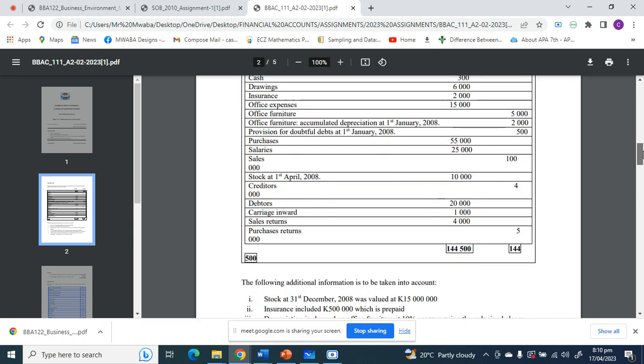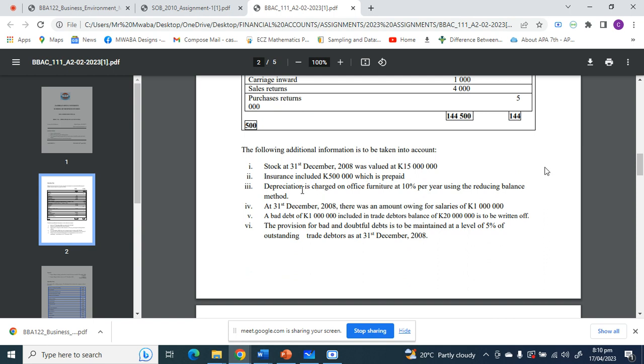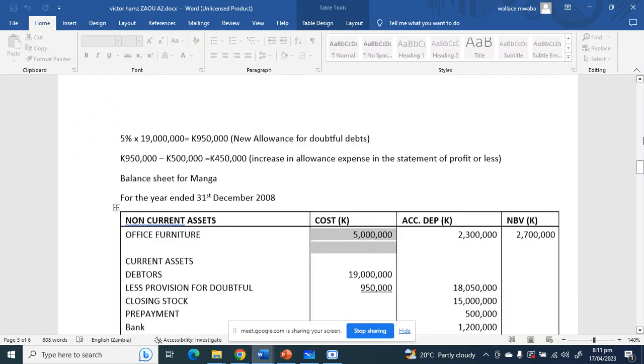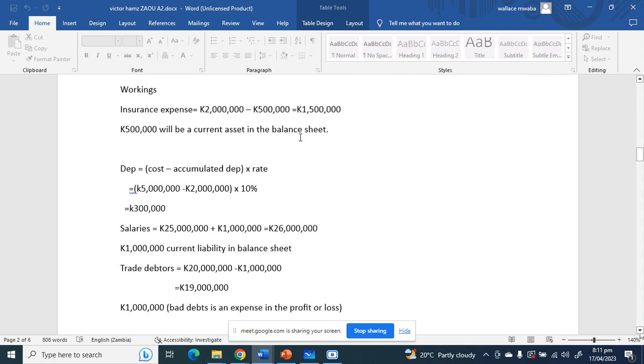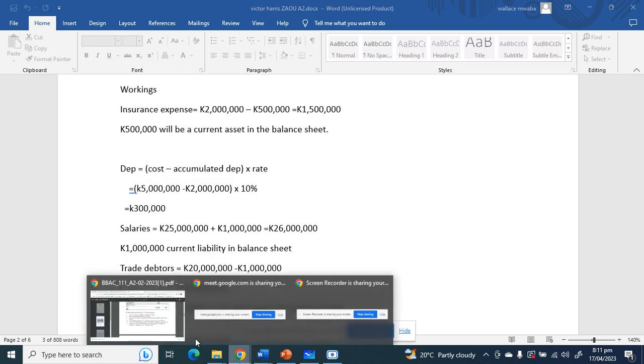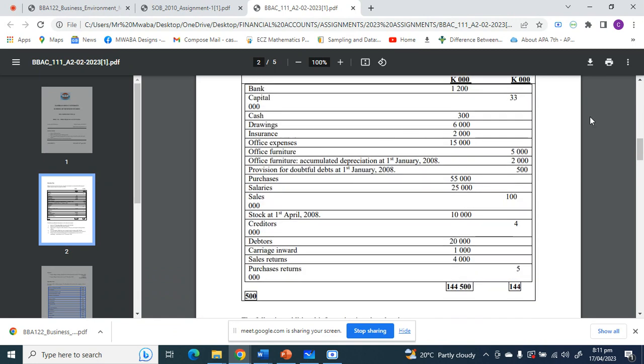They told us the depreciation: depreciation is charged on office furniture at 10% per year using the reducing balance method. Let's look at our tabulations for depreciation. So the reducing balance method, this is the formula. Unfortunately, my Microsoft Word is not working, so I'm unable to type in new things. The depreciation is the cost minus the accumulated depreciation, times the rate. From our information here, office furniture accumulated depreciation at 1st January 2008 is 2 million.